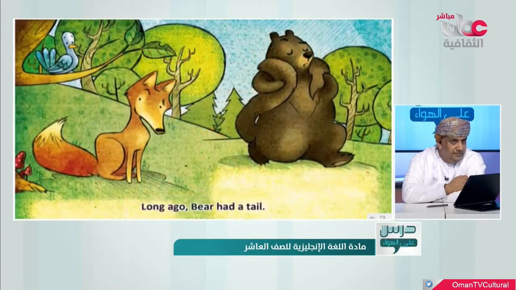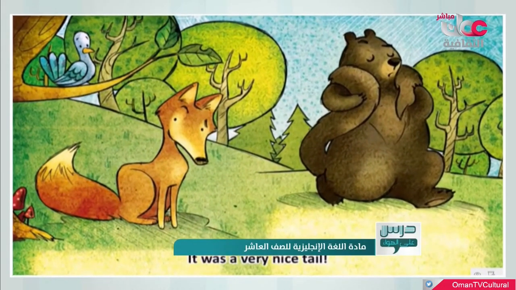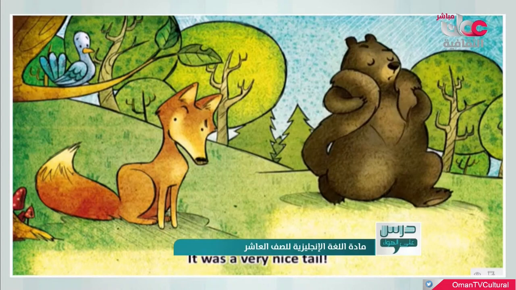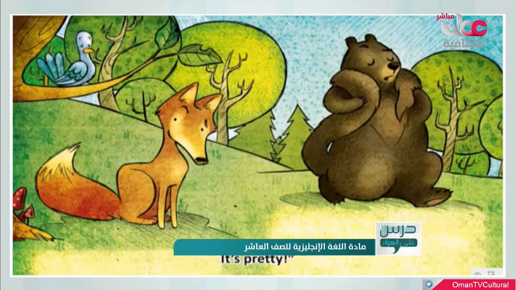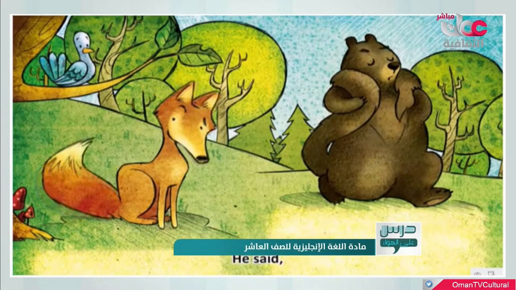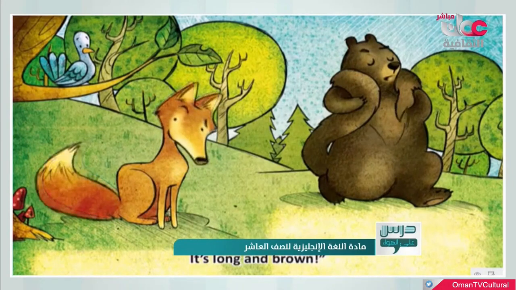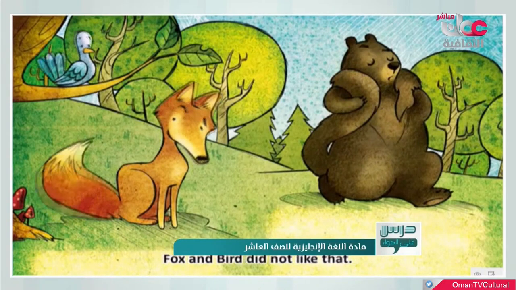Long ago, Bear had a tail. It was a very nice tail. He was proud of it. Bear met Bird. He said, "Look at my tail. It's pretty." Bear met Fox. He said, "Look at my tail. It's long and brown." Bear talked a lot about his tail. Fox and Bird did not like that.